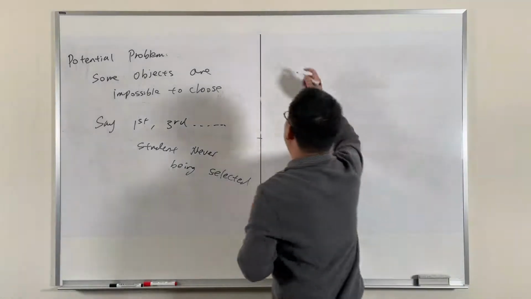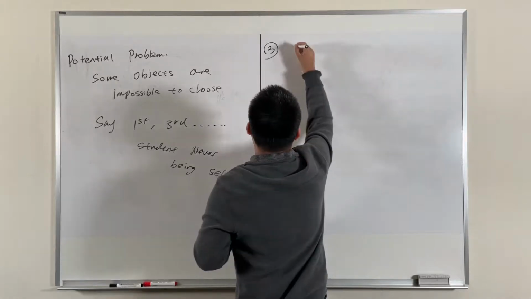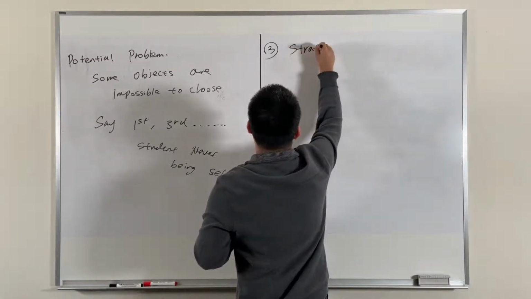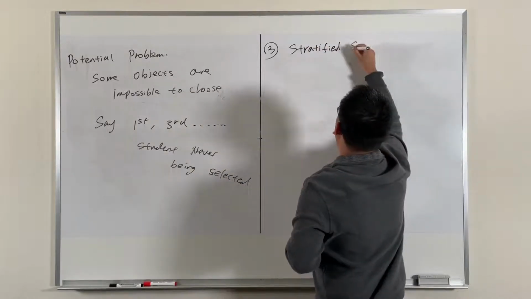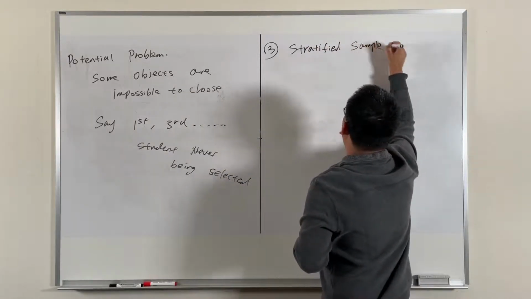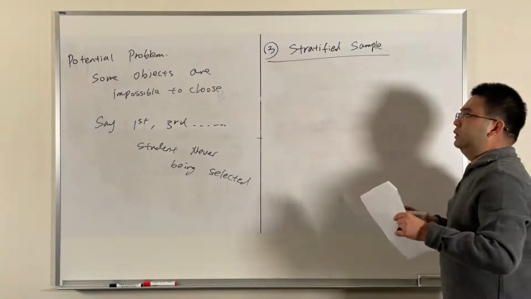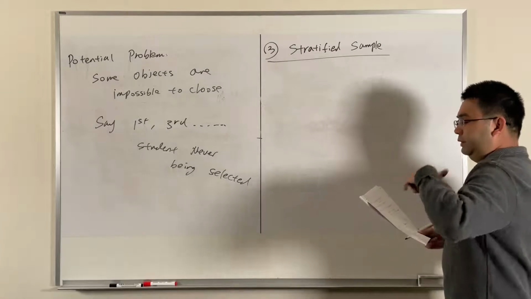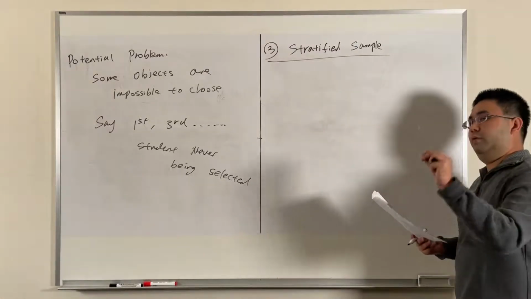Third type: stratified sample. The way we do this, we're going to divide the population into similar groups, and then we're going to sample from each group.